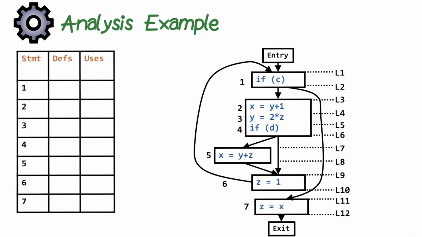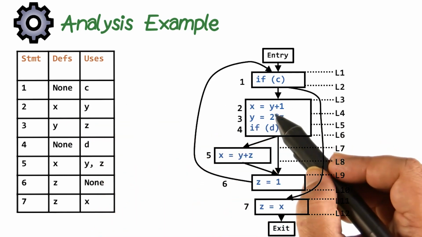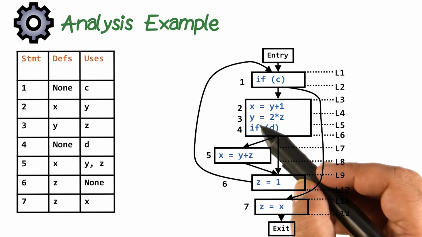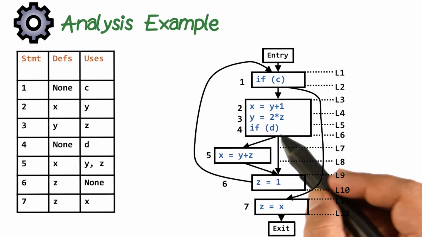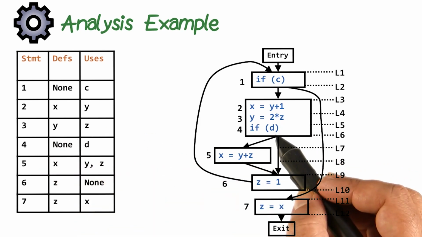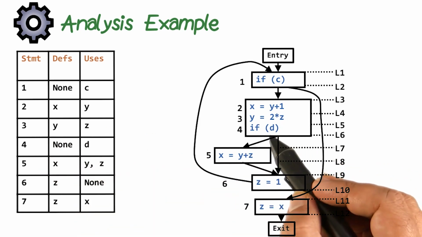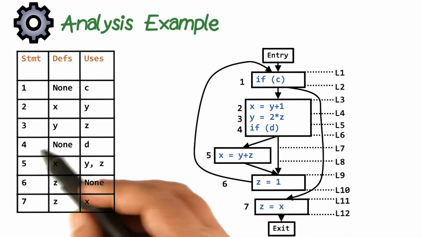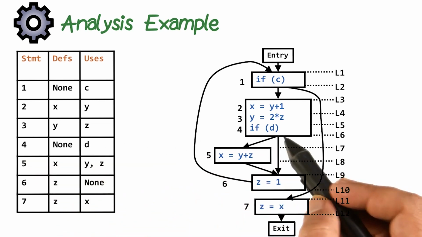So let us start by first listing the def and use sets for each of the instructions. For each instruction, such as statement 1, what are the definitions? There are none. What are the uses? C is the one. Similarly, if you go to 2 onwards, for 2, X is defined, Y is being used. For 3, Y is being defined, Z is being used. For 4, nothing is being defined because there is no L value here for this if statement. The value which is being used, however, happens to be D.